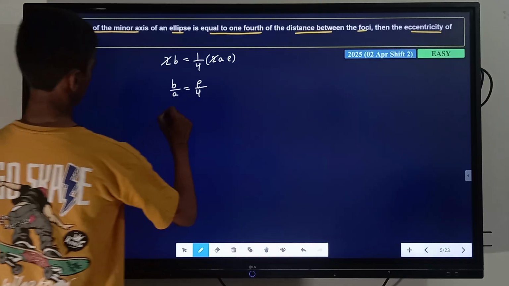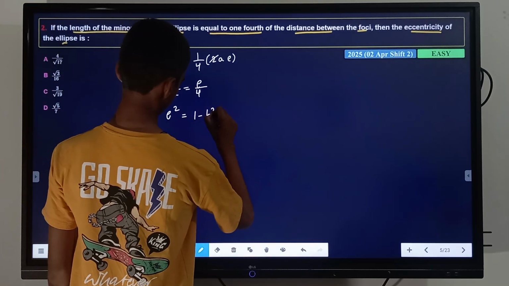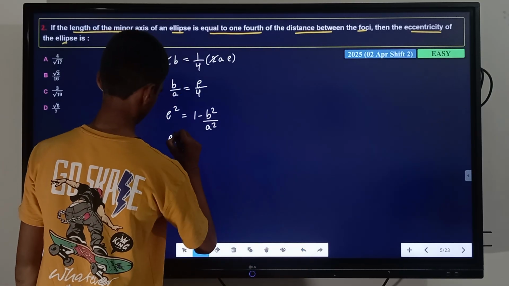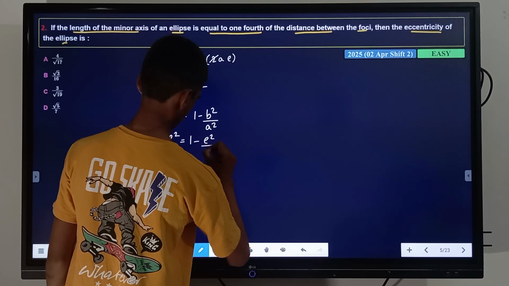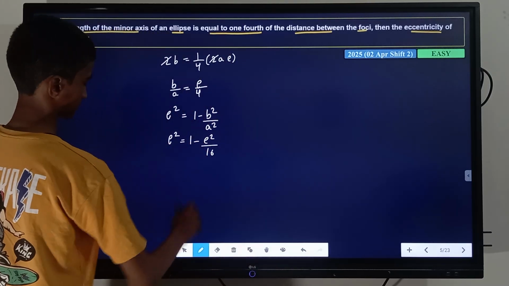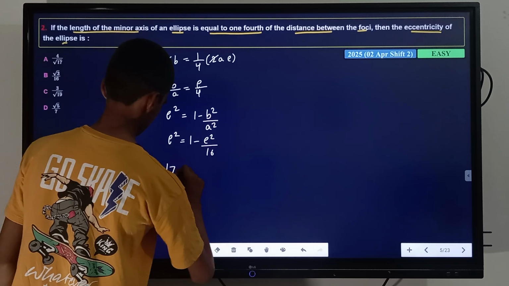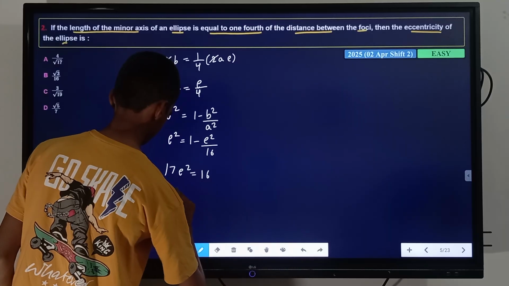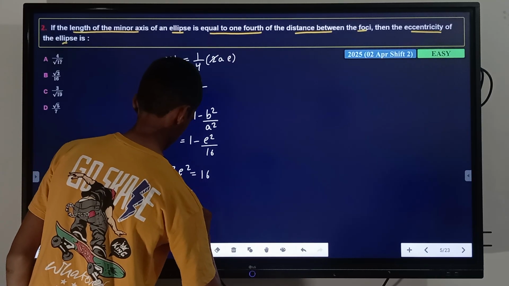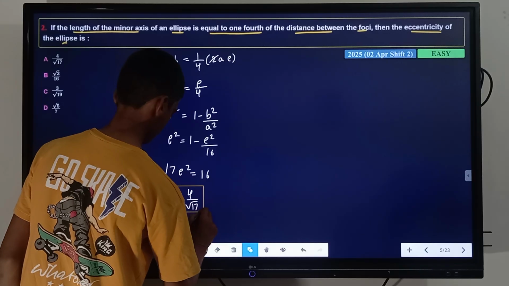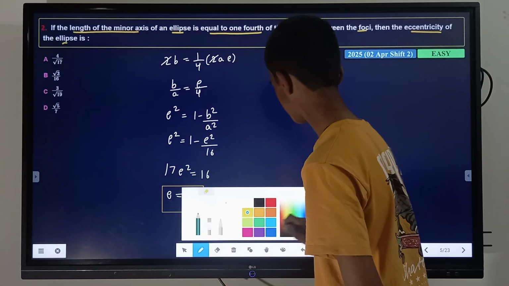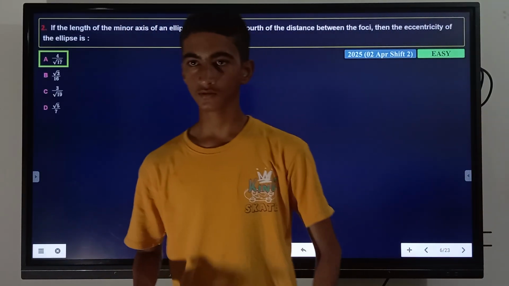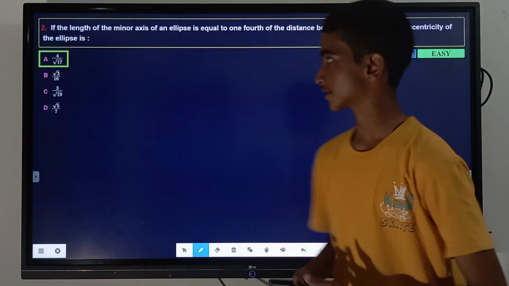Now, our e square is equal to 1 minus b square upon a square. Our e square is equal to 1 minus e square upon 16. Multiplying by 16 both sides, taking e square to the left hand side, 17 e square is equal to 16. From here, e is equal to 4 upon root 17. So our answer will be option A. And here is our solution, and we can see that our answer is correct.